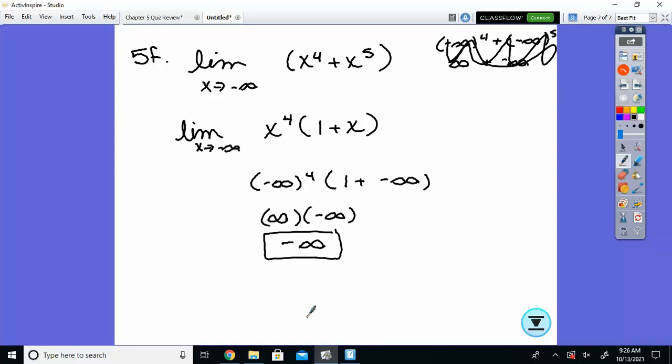So on those, if it's just a polynomial like that, we can't do our trick of dividing by the highest power of x because it's not a fraction to start with. So we factor and reduce that way.